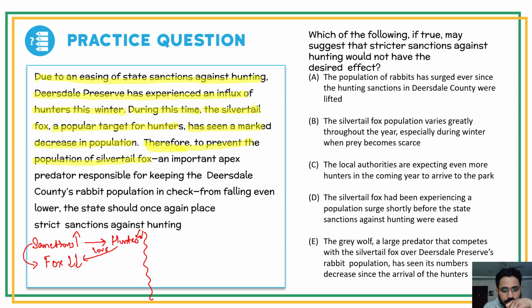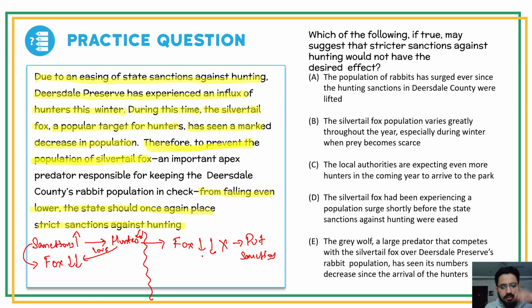All right. So therefore, to prevent the population of silver-tailed fox from falling even lower, the state should once again place strict sanctions against hunting. Okay, so that's the argument. So to prevent the numbers of fox from going even lower, they should put sanctions.